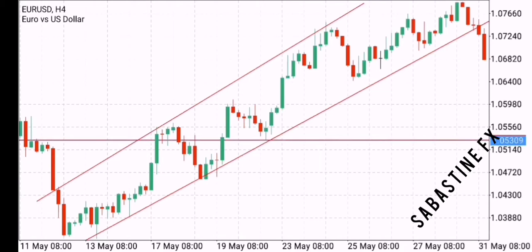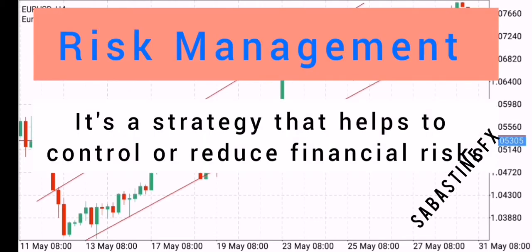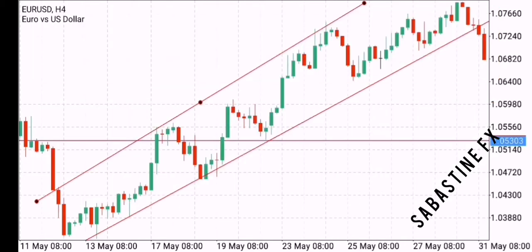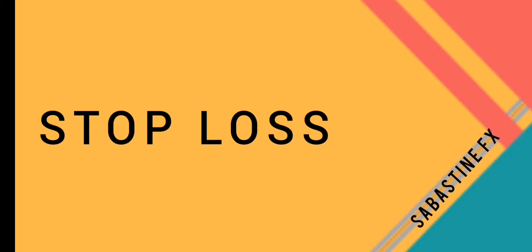So, here I'll tell you what risk management means. Risk management involves the strategies used to help control or reduce financial risk. An example of risk management is the stop loss. So let's talk about stop loss.